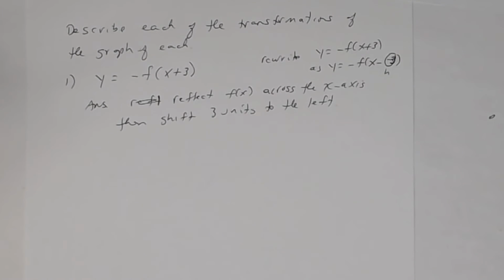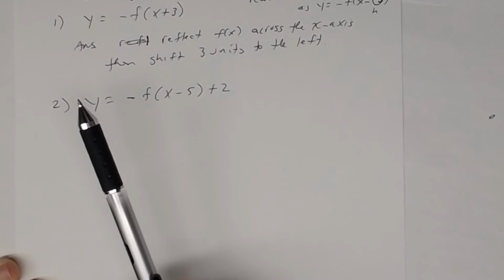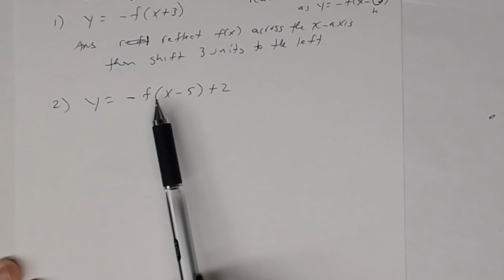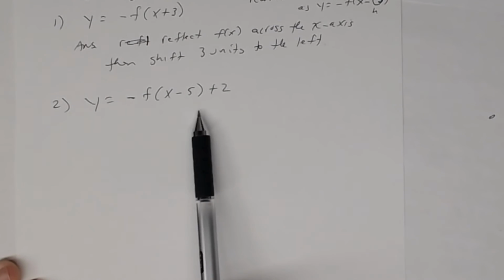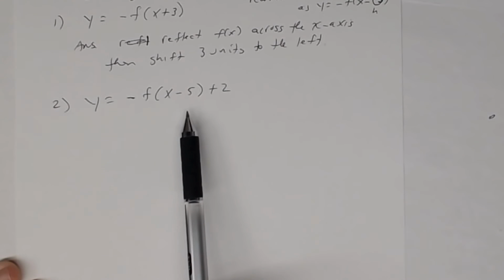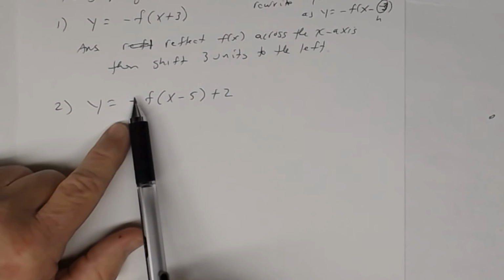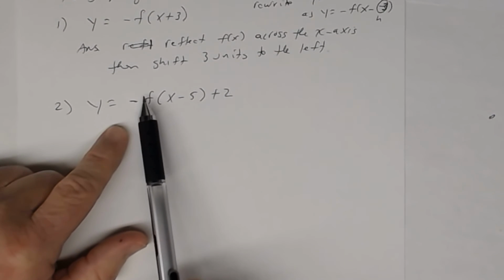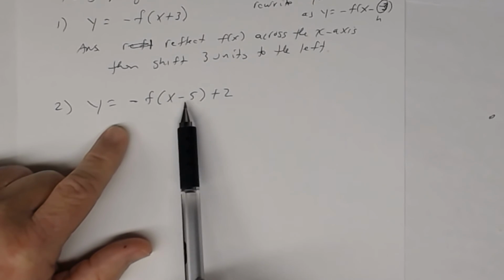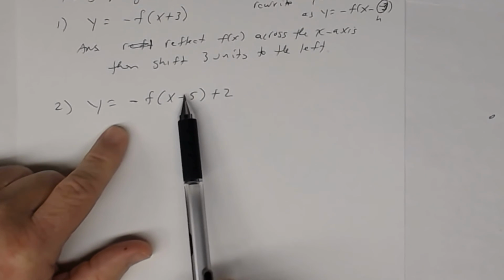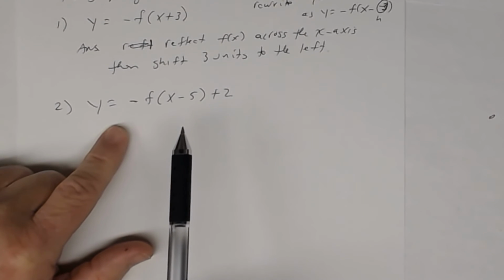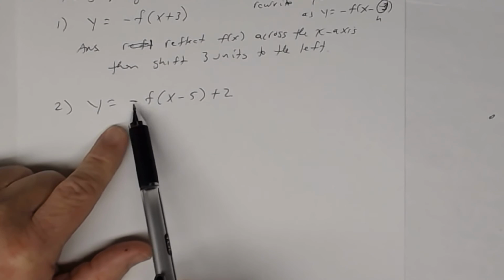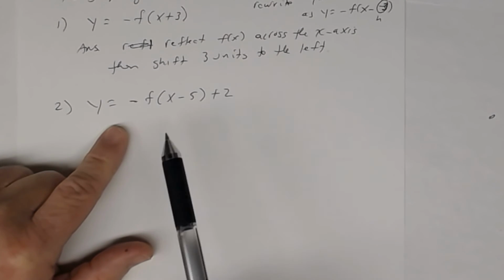Okay, let's look at this one. Okay, so here we have y equals negative f of x minus 5 plus 2. So how many transformations do you see? There are 3, right? There's the reflection across the x-axis. There's the horizontal translation, and then there's the vertical translation. Okay, so there are 3 transformations, and you always go from left to right. Always do the vertical last.